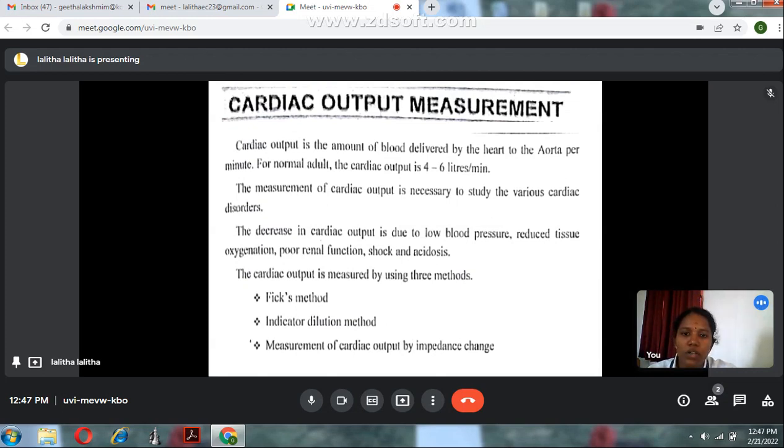Cardiac output can be measured using three methods. What are the methods? The Fick method, the indicator dilution method, and measurement of cardiac output by the impedance change method. Using these three methods, we can calculate the cardiac output.